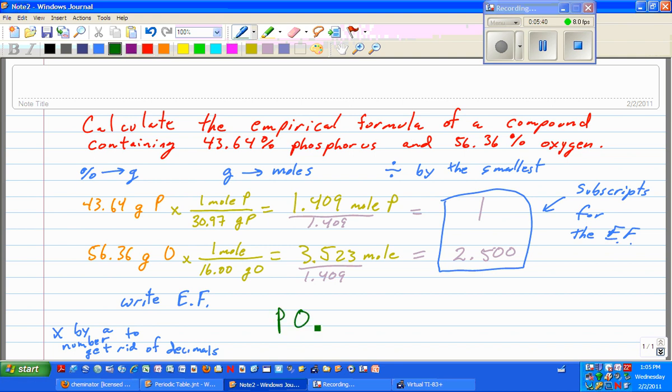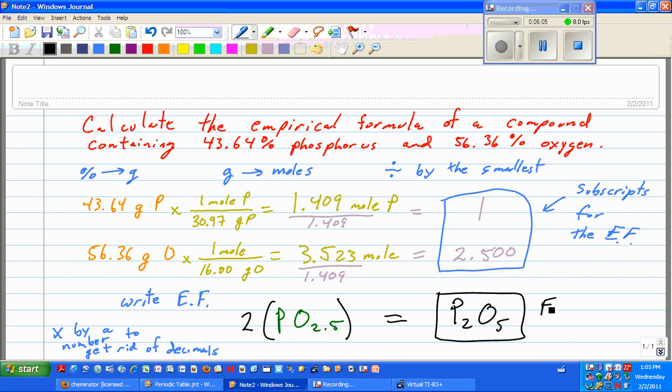So we get PO2.5. In order to get rid of that decimal, we're going to multiply by 2, because if we multiply one half by 2, we get that whole number. We get rid of that decimal. So there we go. Our empirical formula becomes P2O5. And there's our answer.